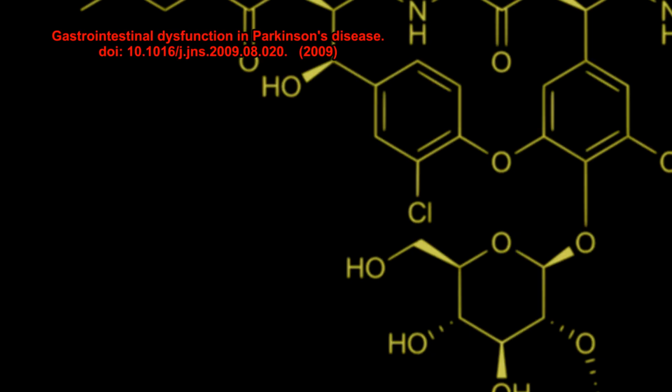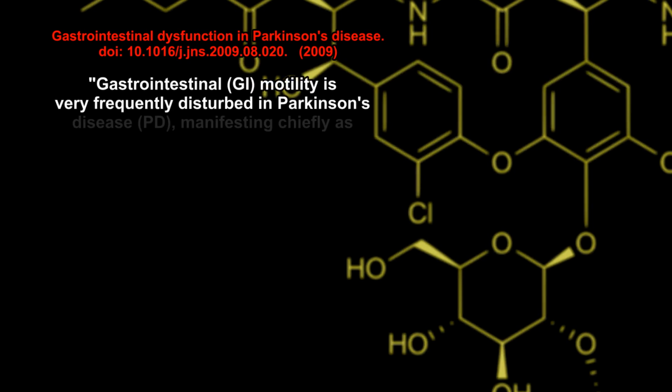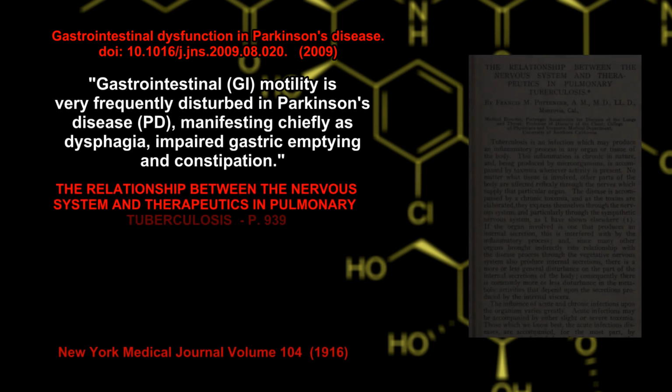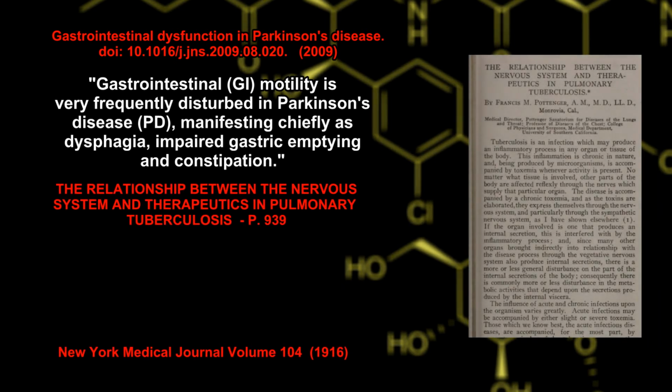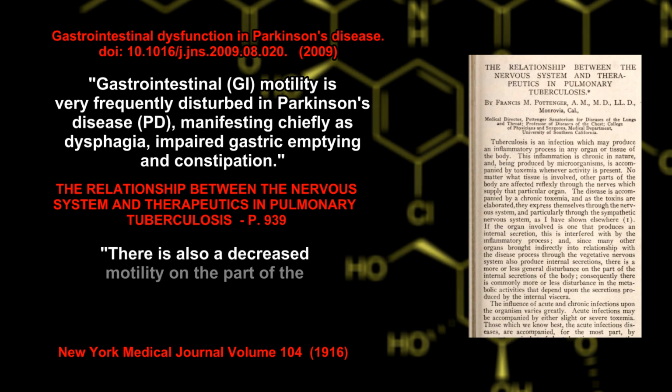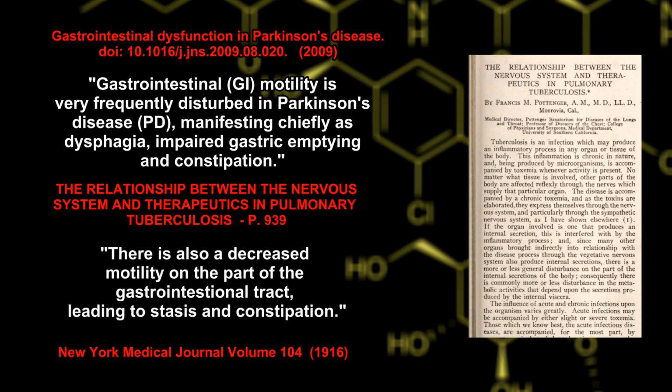Gastrointestinal dysfunction in Parkinson's disease. Gastrointestinal motility is frequently disturbed in Parkinson's disease, manifesting chiefly as dysphagia, impaired gastric emptying, and constipation. The relationship between the nervous system and therapeutics in pulmonary tuberculosis, from 1916. There is a decreased motility on the part of the gastrointestinal tract, leading to stasis and constipation.